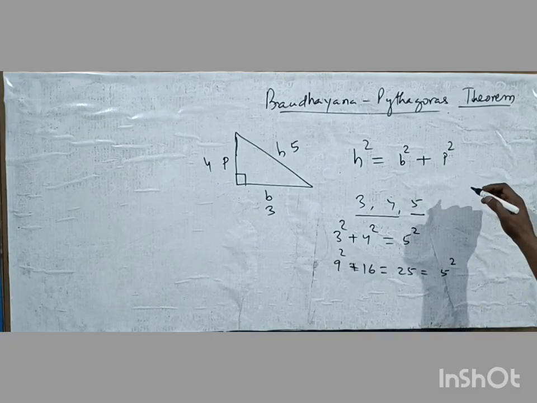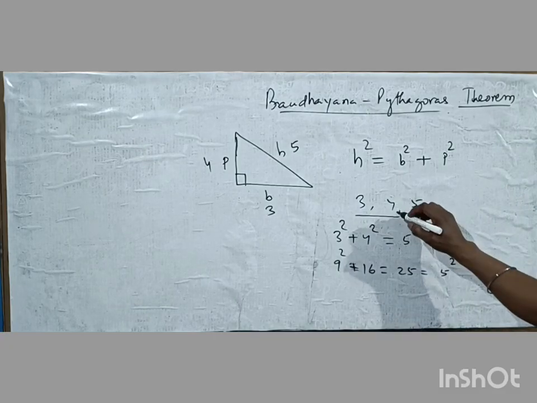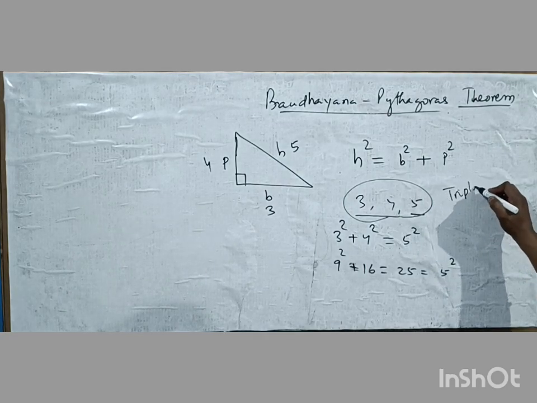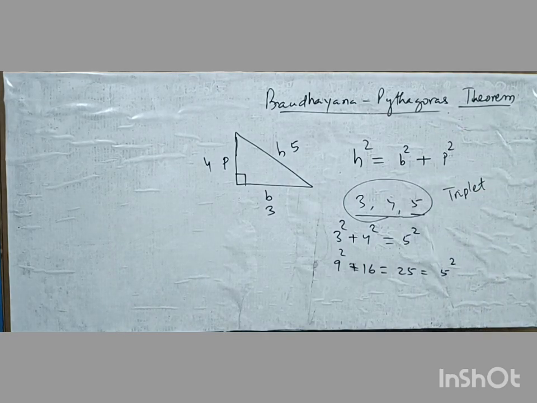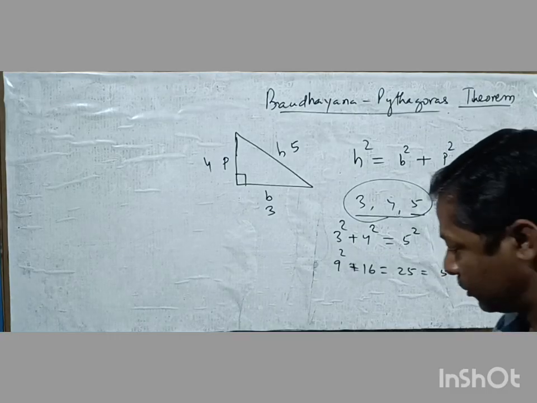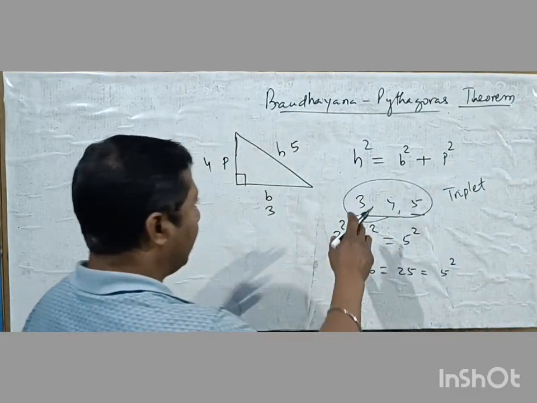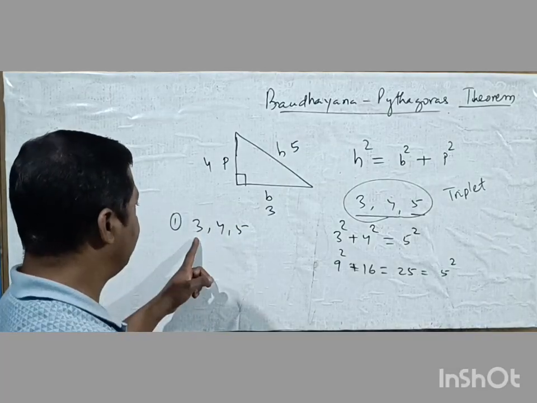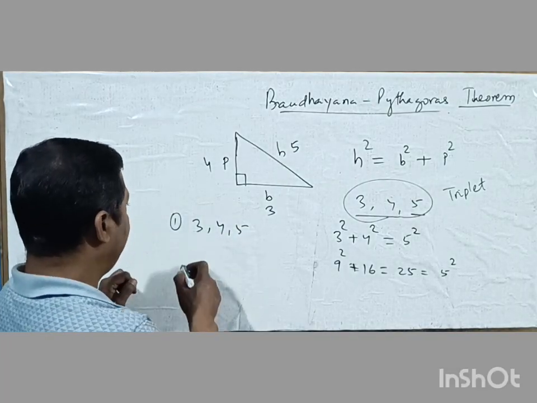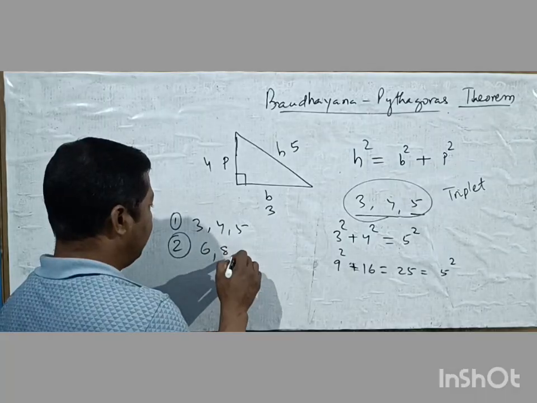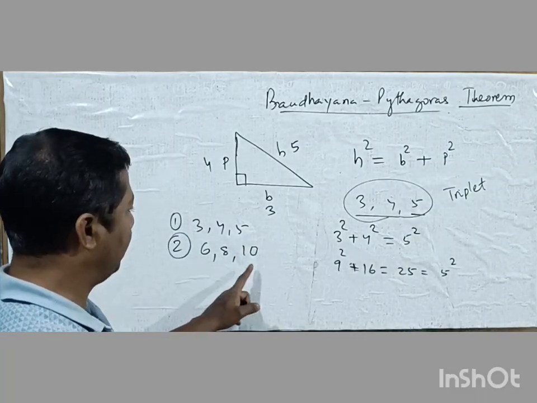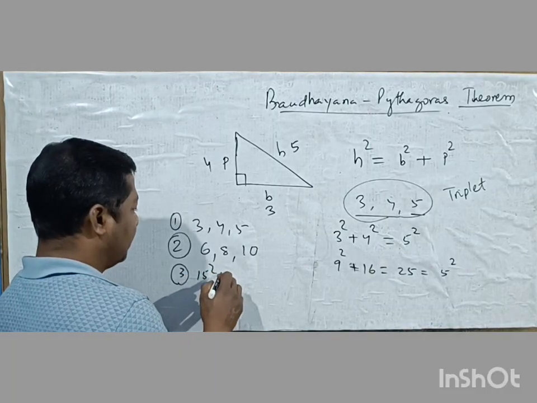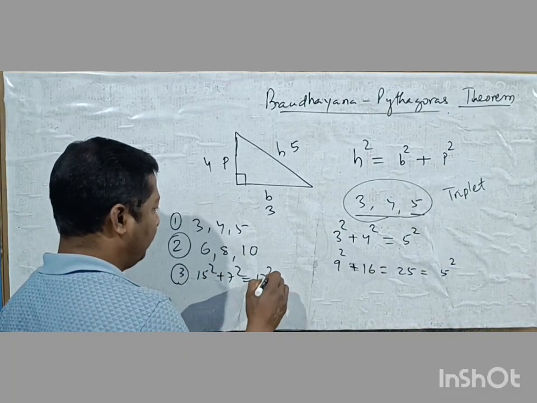Okay, so these three numbers are called a triplet, Pythagorean triplet or Baudhayana triplet. There are various triplets like this. One is 3, 4, 5. That means 3 square plus 4 square equal to 5 square. Another is 6, 8, 10. 6 square plus 8 square equal to 10 square. Another is 15 square plus 7 square equal to 17 square.